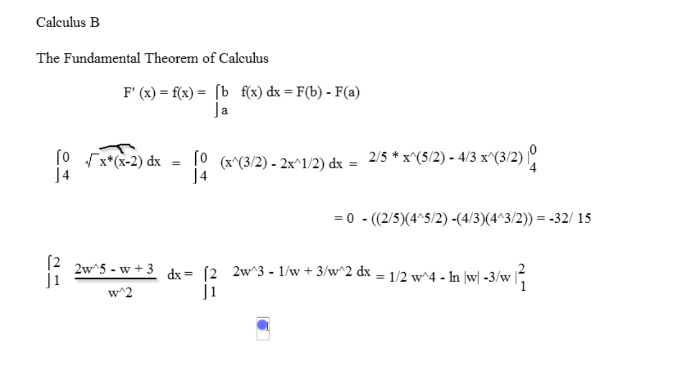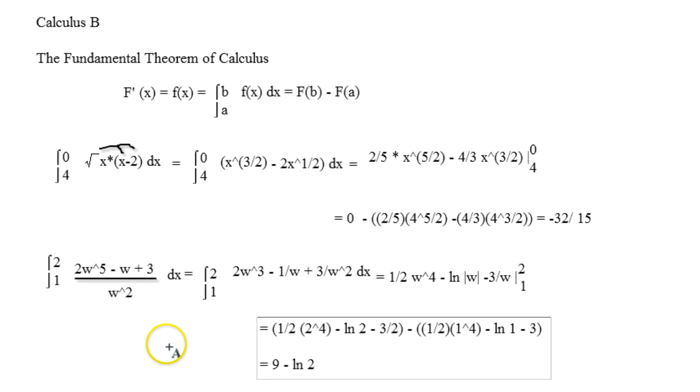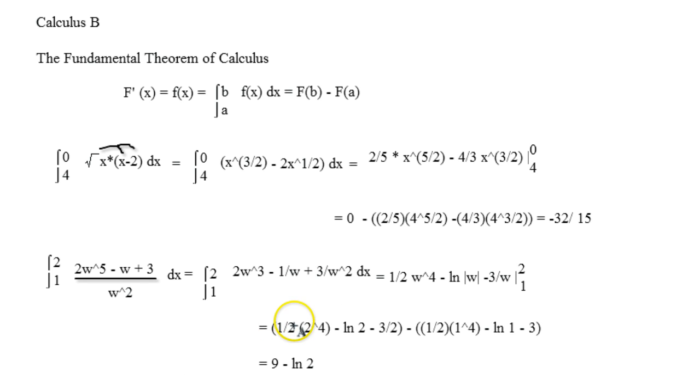Okay, so we put in our numbers as we calculate. All right, so it turns into 1/2 times 2 to the 4th minus natural log of 2 minus 3/2 minus the entire difference of 1/2 times 1 to the 4th minus the natural log of 1 minus 3, which turns into 9 minus the natural log of 2.